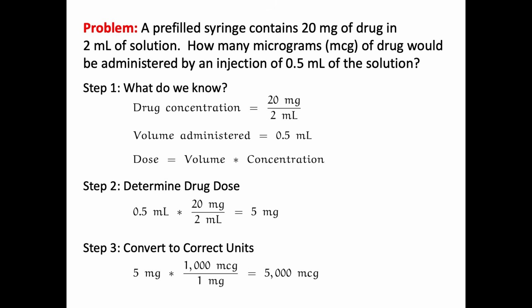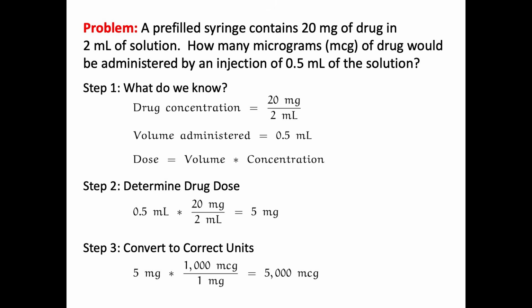Well, let's take the volume of 0.5 milliliters times the concentration, such that it's expressed as 20 milligrams over 2 milliliters, so that milliliters cancel. So 0.5 times 20 divided by 2 equals 5. And the units would be milligrams, so 5 milligrams. And many students on an exam would answer it as 5 milligrams.